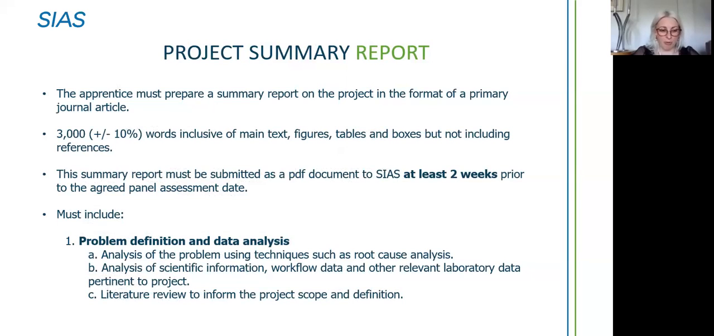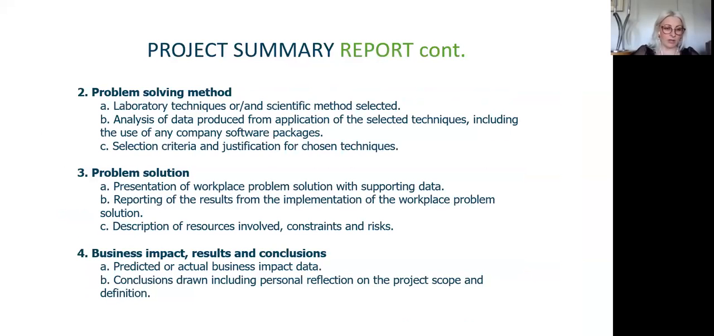And the project summary report should include certain areas. All right, so we've got these on here on the screen now. So we've got the problem definition and data analysis, the problem solving method or methods that were used, the solution, and then the business impact, the results, and the conclusion. So we should have at least those 4 areas in this project report. And as I've said, this is submitted to SIAS at least 2 weeks before the EPA date.